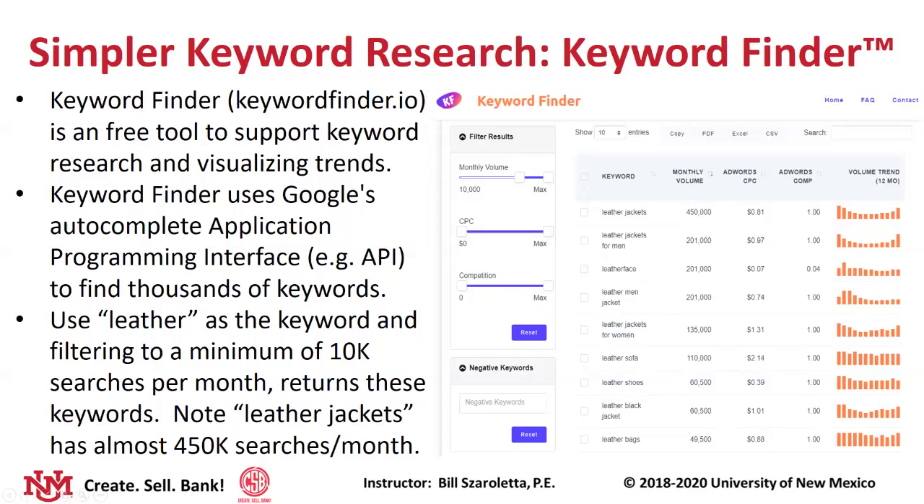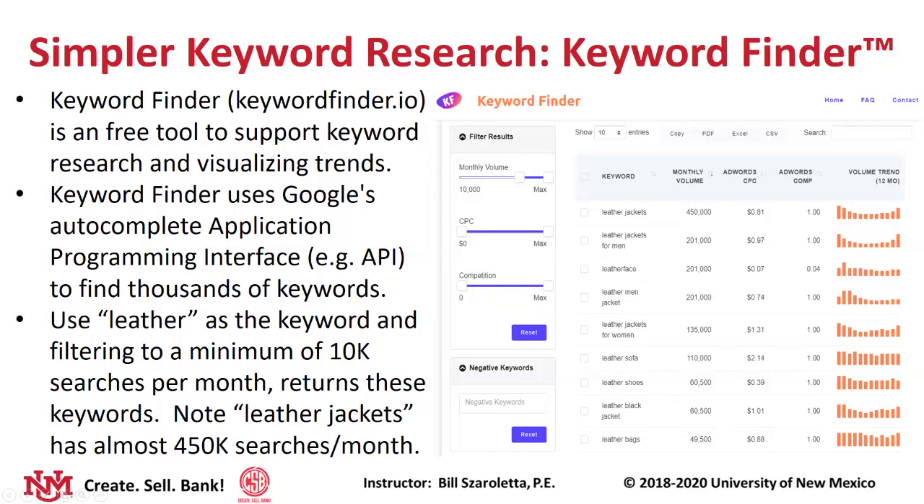But here's leather jackets for men, leather men jacket, and you can see that there's a lot of search volume. Now, over here on the right is really a way to get a visual on this. I've ordered it by monthly volume, so you can see that high monthly volume is first, going in decreasing order. But over here, this volume trend gives you a visual indication.